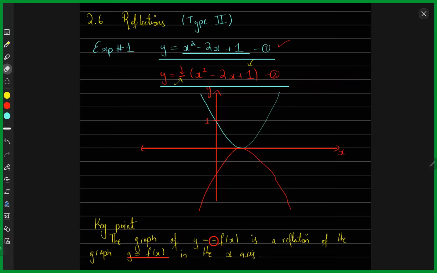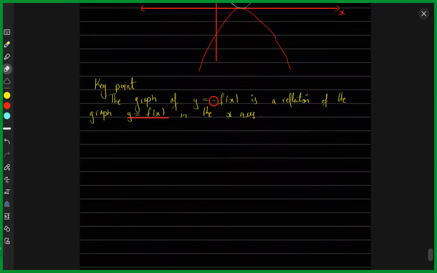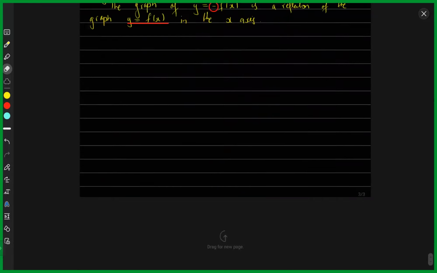But overall, just to answer the question, that would be a reflection. The only difference would be that it would be more stretched, like a big graph rather than the red one. But we'll come to that once we talk about stretch. Another thing that we're going to talk about in the second type is how things would be when we would be adding minus with x.